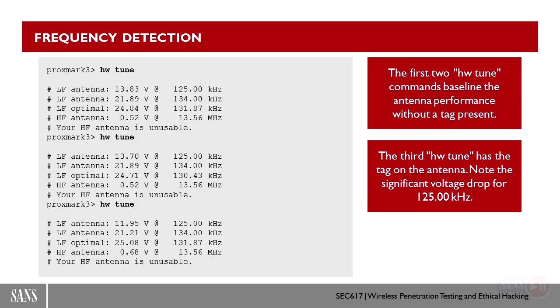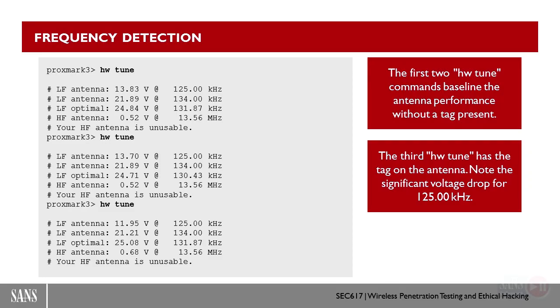Now, present the card to the reader. Leave it on the reader, run hardware tune again. Some of that energy is going to be absorbed by the card to power it and then play back. So what changes when the card is present? Okay. 11.95 from 13.7, 13.8. 21.21, 21.89, not a lot of change there. 25.08, high 24s, not a lot of change there. 0.16 volt change on the high frequency side. Again, not a lot of change.